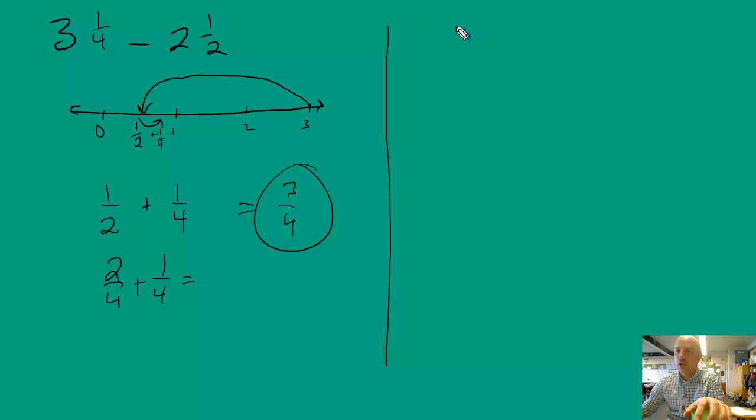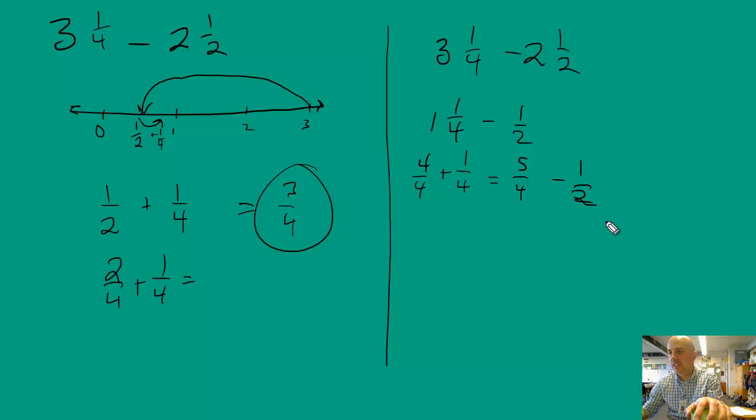But let's try method 2. 3 1/4 minus 2 1/2. Let's do 3 minus 2. 3 minus 2 would leave me with 1 1/4 minus 1/2. And 1 is 4/4. And I have my 1/4, which is going to leave me a total of 5/4. 5/4 minus 1/2. 1/2 is 2/4. So 5 minus 2 is going to equal 3/4. Two different ways of doing this.